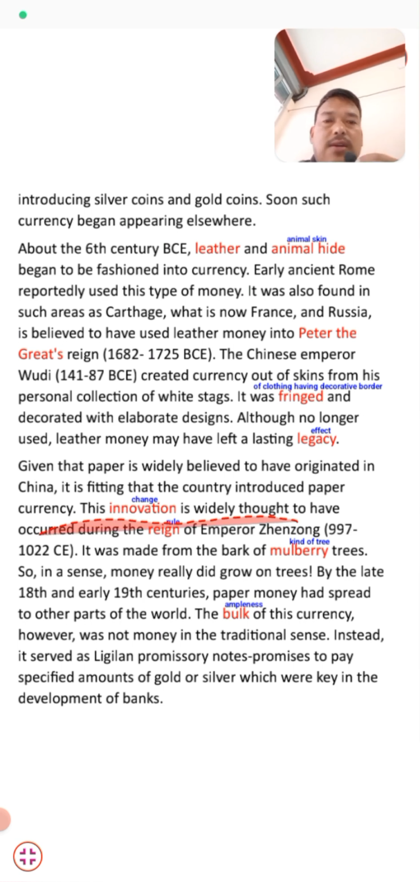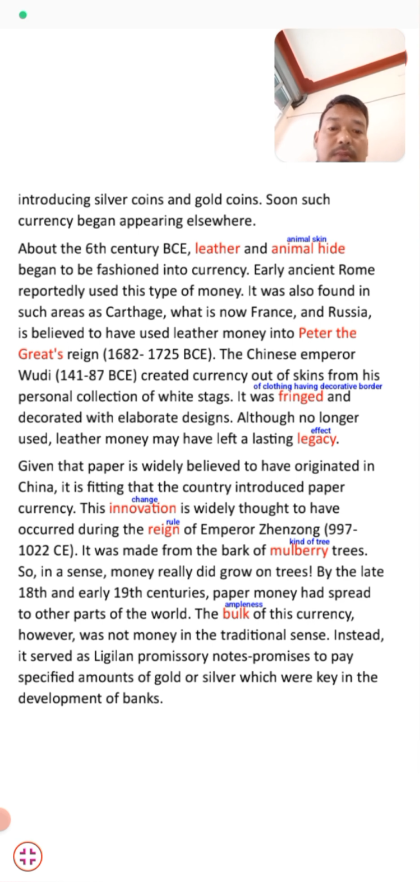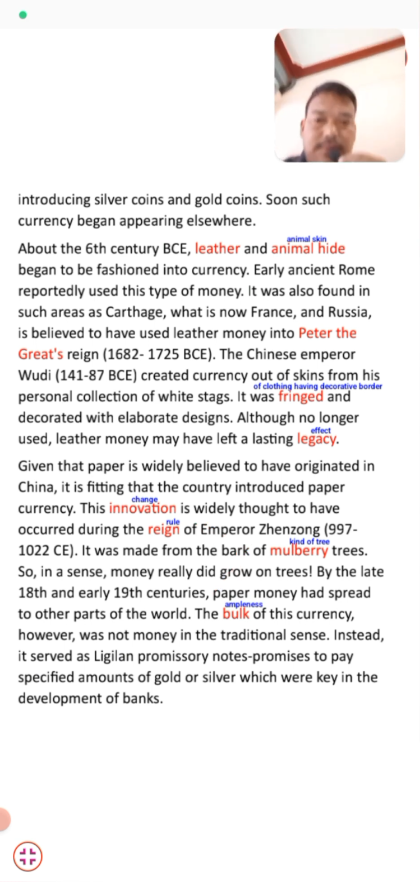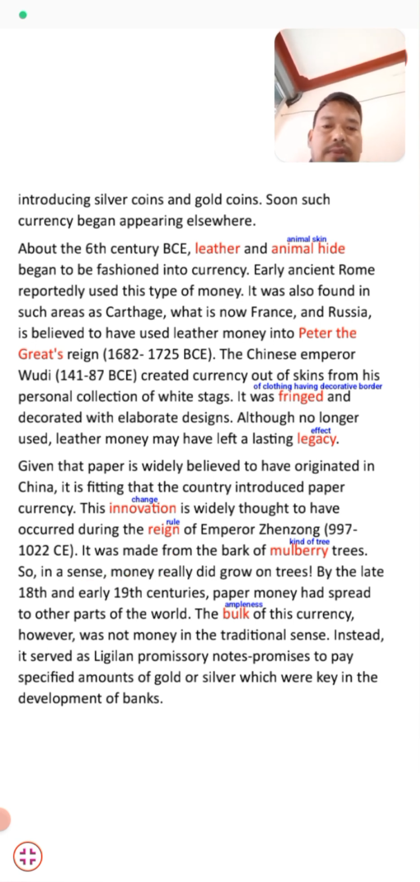Between 997 AD and 1022. Students, it was believed that this paper note was developed and invented during the time of Emperor Zhenzong in China. It was made from the bark of the mulberry, a kind of tree, using the outer layer of the tree. Bark means, students, the outer layer of a tree. You can say the skin of the tree also. So, in a sense, money really did grow on trees.